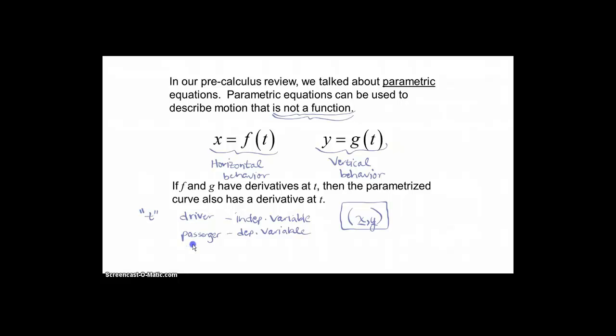T is not the only variable we can use as a parameter. You'll see that in a minute. And now there are two passengers. The passengers are x and y. X and y have to go where t drives them to. So I thought that was pretty good.